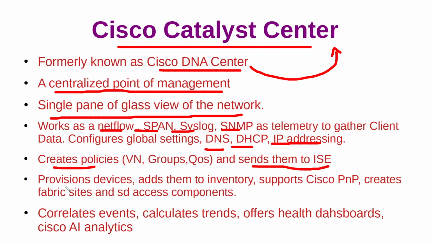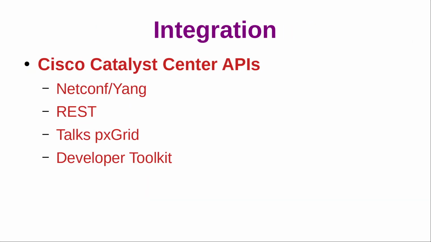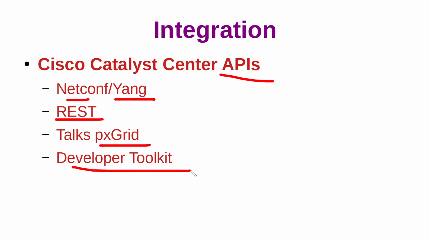It will provision devices with a certain degree of automation. It can correlate events, calculate trends, offer health dashboards. It supports Cisco Artificial Intelligence Analytics, and if you want to work with third-party devices in order to manage your network, you can do so through APIs. Cisco Catalyst Center talks NETCONF, YANG, REST, pxGrid, and it offers you a developer toolkit. That's it.